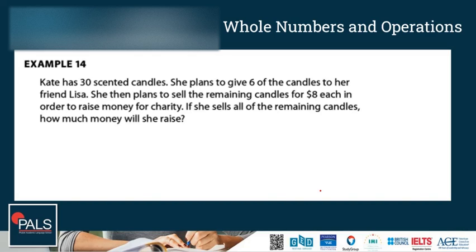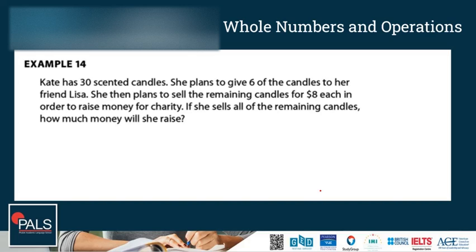There is a lot more going on in this problem than in the ones we have seen in the previous examples. First, some of the candles are given away. So given away means subtraction. And then you are asked to find a total based on the remaining group of candles. So total based on group is multiplication. The order in which these things happen matters because selling 24 candles would be different from selling 30 candles.